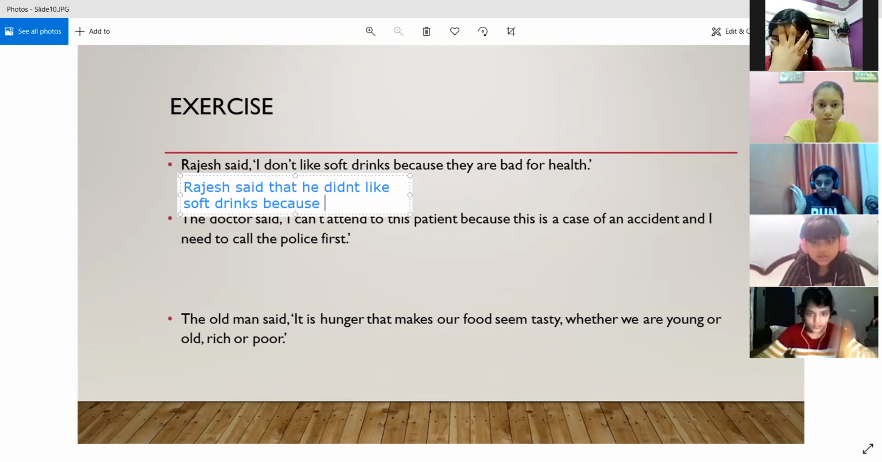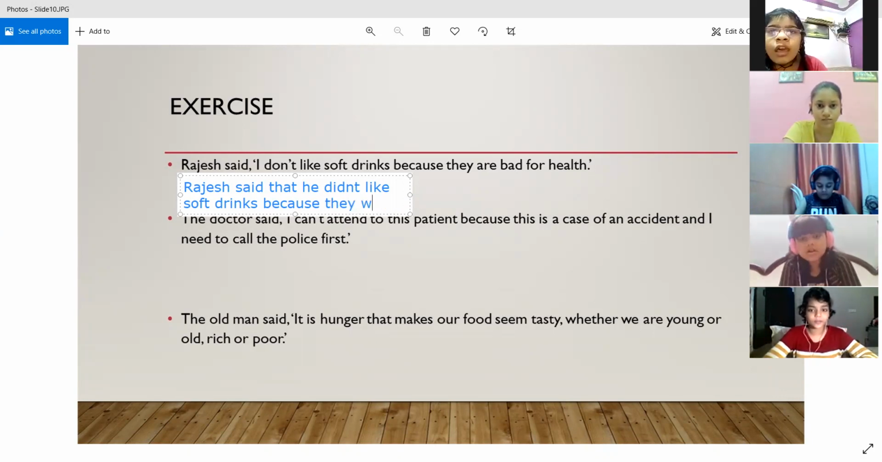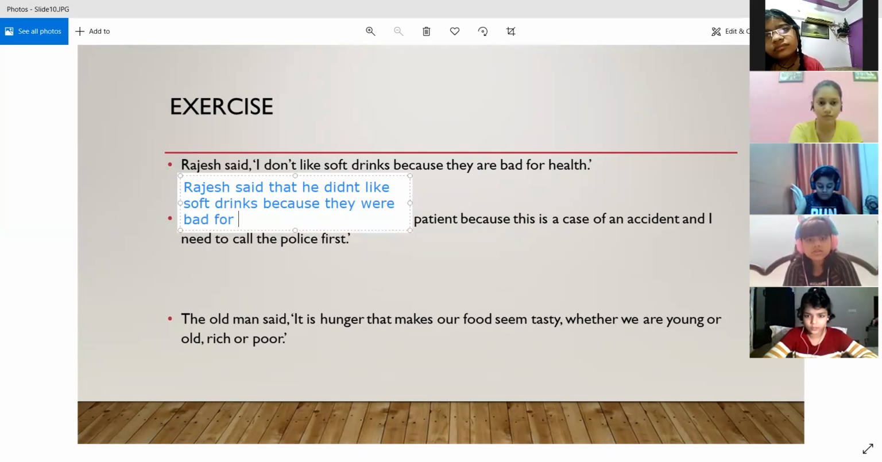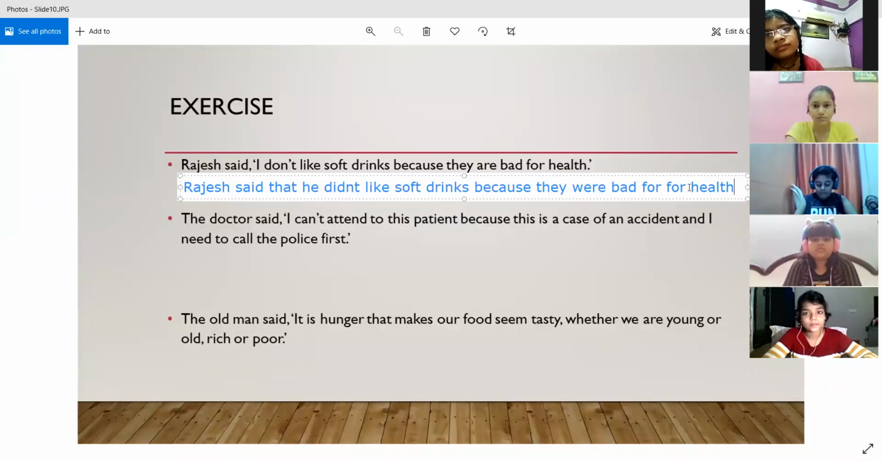Because they were. So basically, see, R is again simple present. So it is going to change into were, right? So because they were. And then we are going to use bad for health. Right? I'm going to expand it so it comes in one line only. Okay. So what is happening over here? Rajesh said that he didn't like soft drinks because they were bad for health.